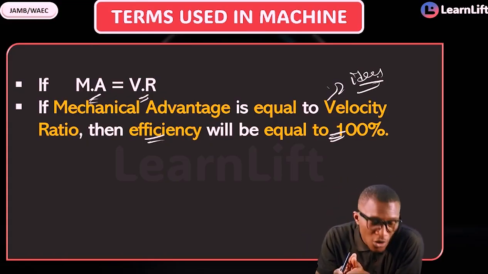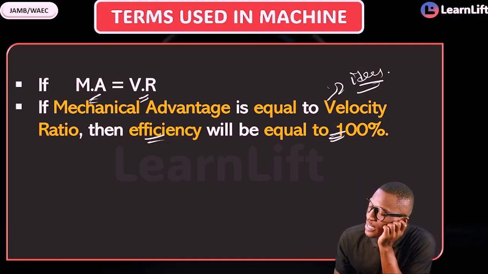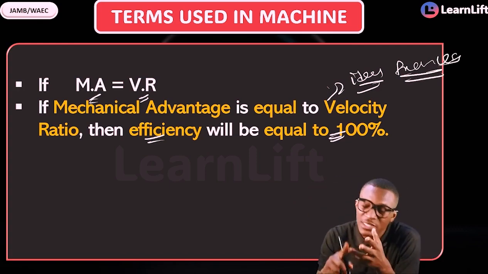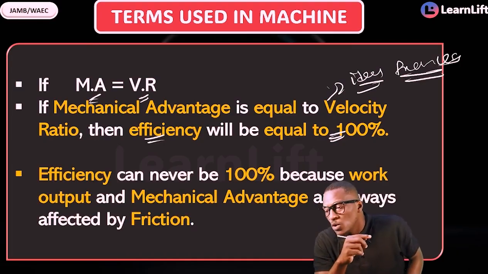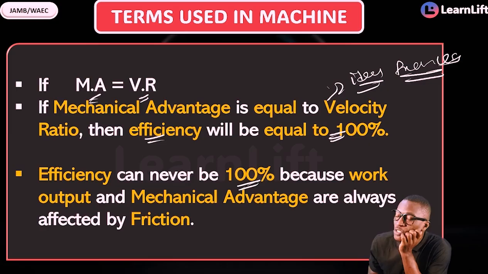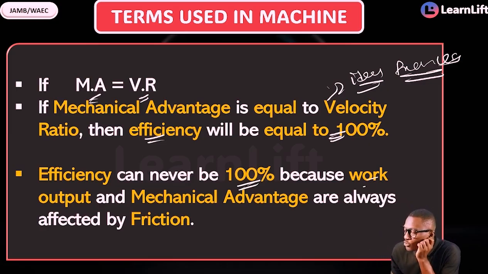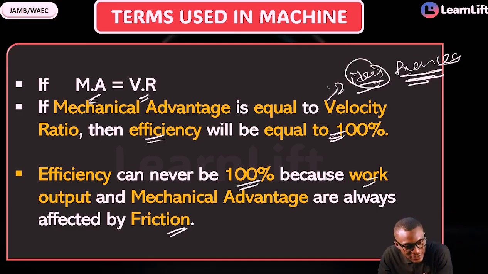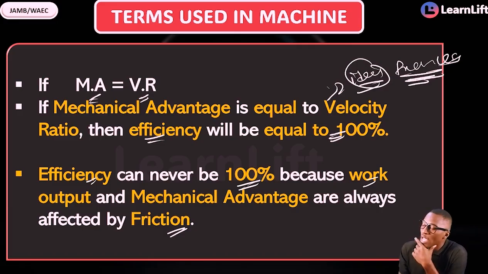For an ideal machine, or a frictionless machine, we say efficiency is 100%. But efficiency can never be 100% in practice, because work output and mechanical advantage are always affected by friction. That is why, for a real machine, efficiency cannot be 100%.